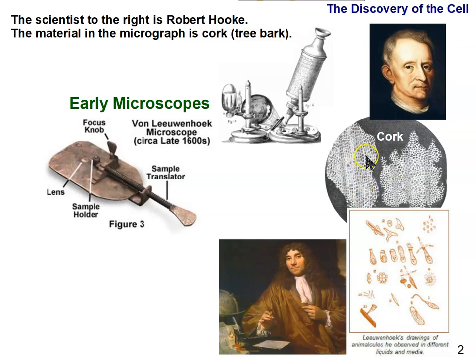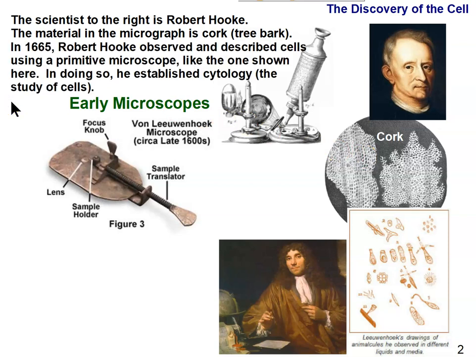Because to him, they looked like the little chambers that the monks in a monastery lived in, and those were referred to as cells. So he simply called them cells. So this is the kind of microscope he was using. And it's a relatively primitive microscope, but it allowed him at least to see the cork cells. And by the way, cork cells, plant cells in general are relatively large. So it was kind of lucky that he was looking at cork and he had relatively large cells to see, because this kind of microscope doesn't magnify that great.